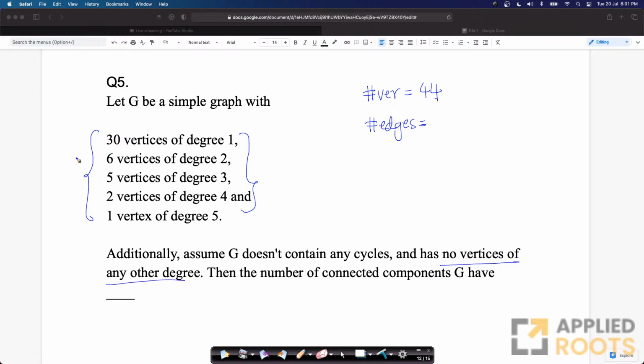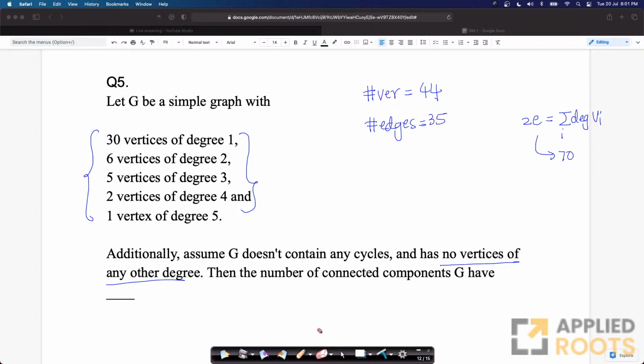So you can just count to get the number of edges, right? You know that 2E is the summation of degrees of each of the vertices Vi, right? You can just use this and say, hey, what is the sum of all the degrees? 30 into 1 plus 6 into 2 plus 5 into 3 plus 2 into 4 plus 1 into 5. If you sum up all of that, you'll get 70. Right? So 2 times the number of edges will be 70. So the number of edges is 35.